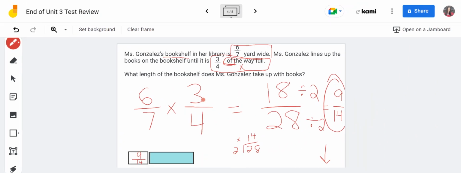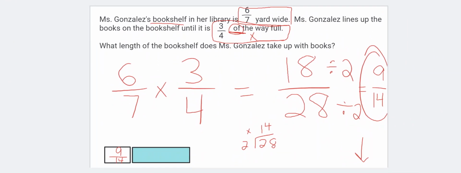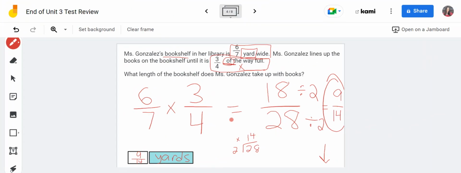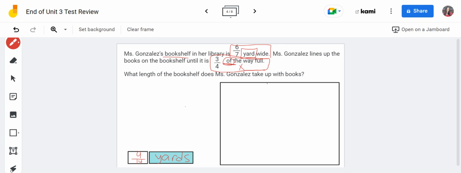But I cannot forget my unit. In this problem, what is the unit or how I measure the bookshelf? That's right, it would be yards. So I need to make sure in this blank, I label that yards because that is how I measured the bookshelf. I also want you to remember that if you like using an area model, you could also solve this using an area model by showing 6/7 up and down. So 6 should be shaded out of 7. And let me show you what that looks like.